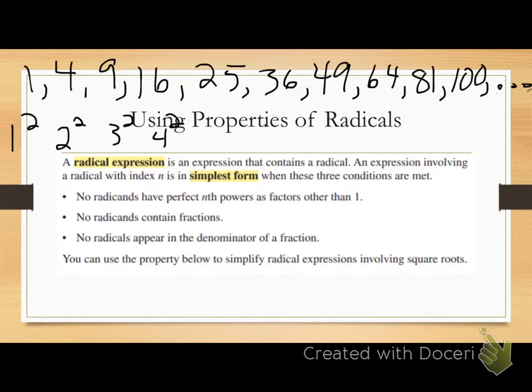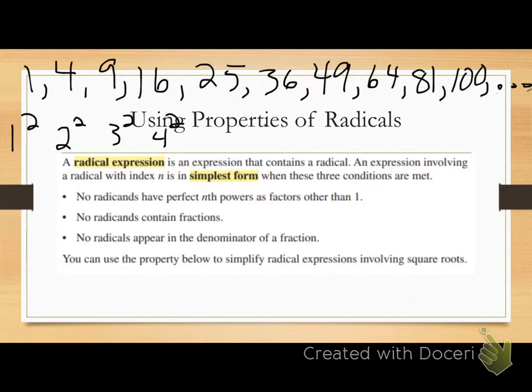Does everyone understand why these are called perfect squares? Because I can take the square root of them and get a nice whole number. Everyone okay with that? So that's what this first condition is telling me. Under my radical, I can't have any perfect squares as factors other than 1. The only exception is I can have 1 under the radical. But none of my factors under the radical can be a perfect square, because that means it would be able to be simplified further. So no perfect squares under the radical.